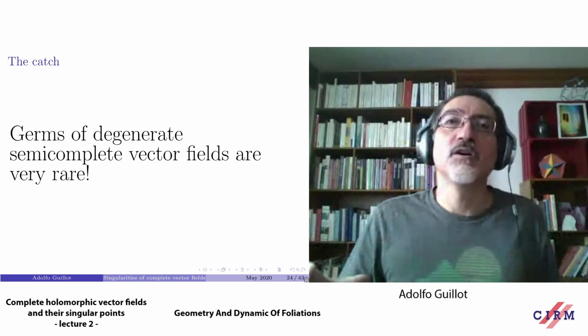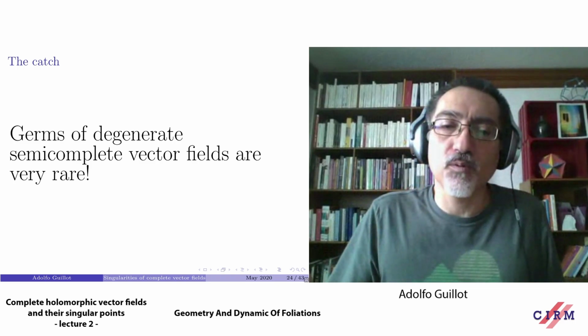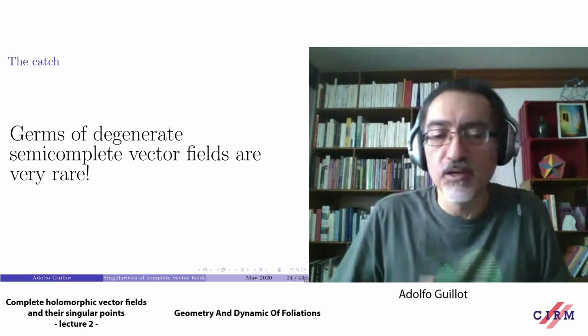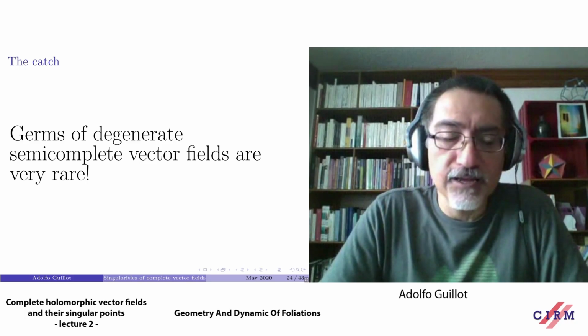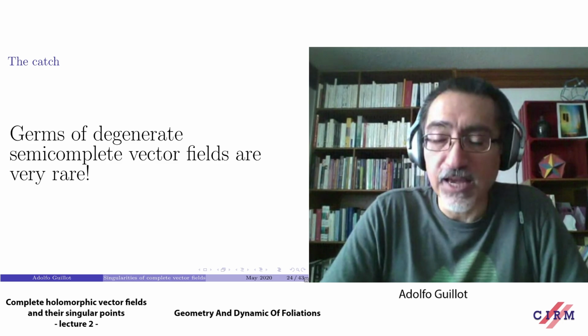What we saw is that in dimension 1, vector fields with a non-degenerate linear part are all semi-complete, are all local models for complete vector fields. But those that have a degenerate linear part, in general, are not semi-complete. So this is the advertising line, and I will try to show you how this works in dimension 2.